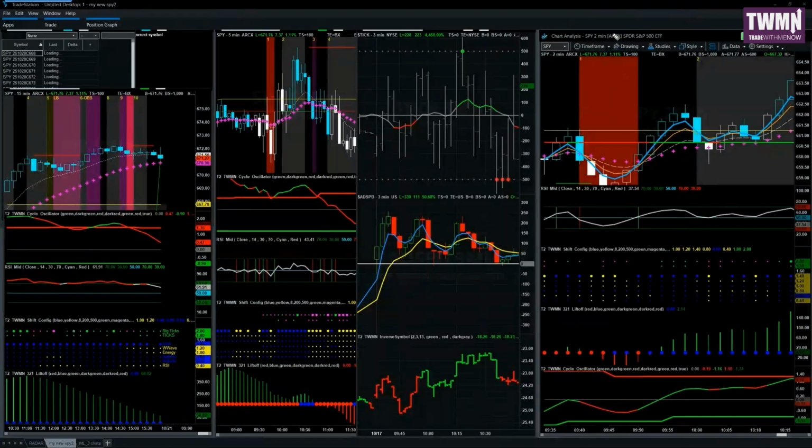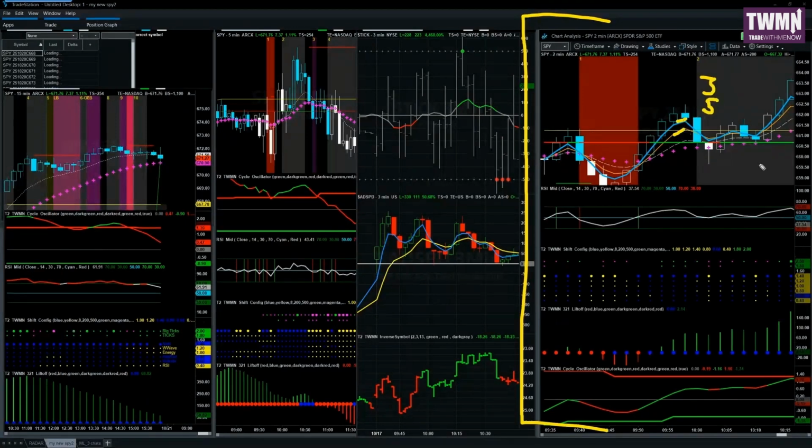But here, you can see I've got the 3 and the 5, blue and yellow, right? That's the 3 period moving average and the 5 period moving average. And I have these pink crosses, which is the 20 period simple. So these are EMAs, exponentials, and this is the 20 period simple. And that's it. Those are the only moving averages I use.